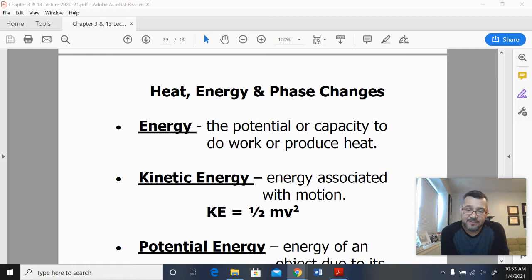And it's calculated using this equation. We're not going to calculate anything in this class with kinetic energy, but just so that you're familiar, I want you to see what it is. It is equal to 1/2 the mass times the velocity squared. Now, the mass, the more mass there is in an object, the more kinetic energy it has.